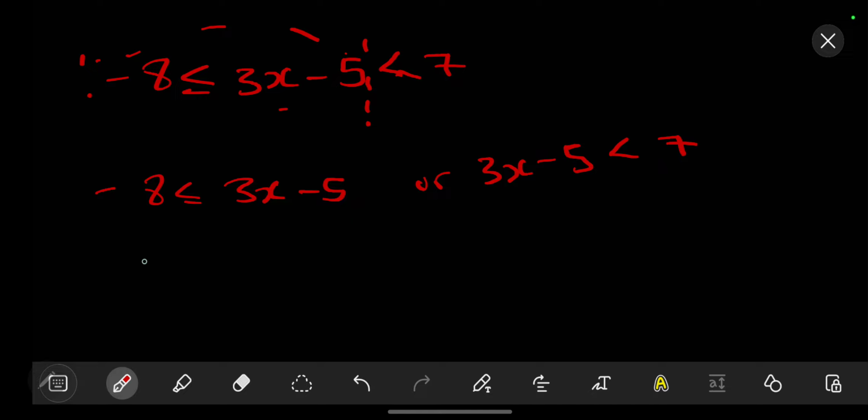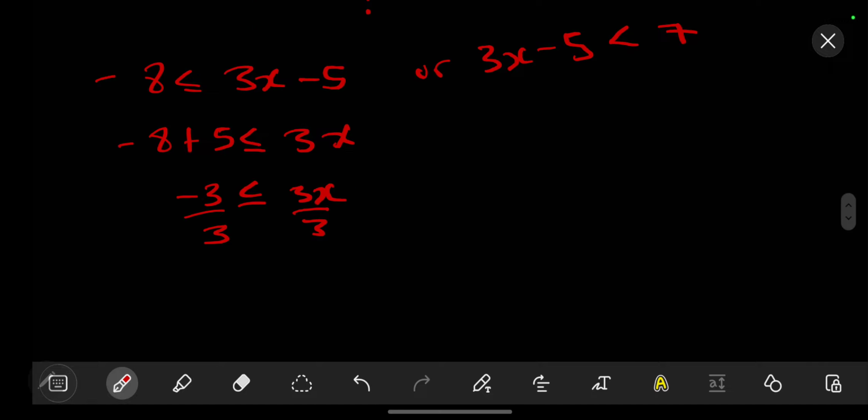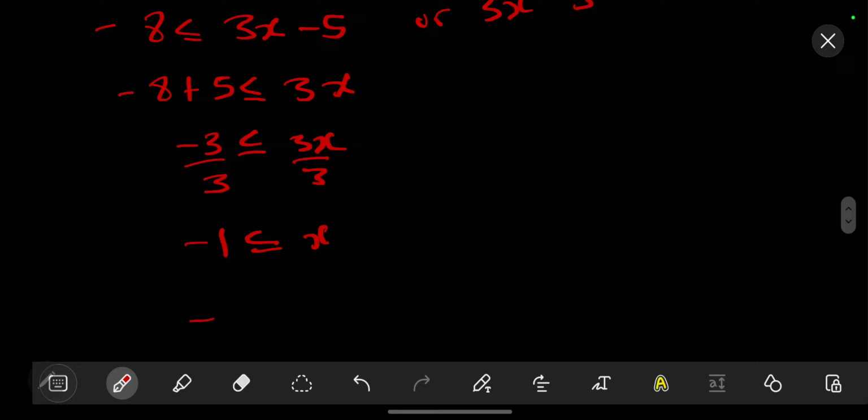So taking the 5 to this side, we have -8 plus 5, less than or equal to 3x. So -8 plus 5 gives us -3, less than or equal to 3x. Then we divide by 3. Pay attention that the sign is not changing. It's -1 is less than or equal to x, because you are dividing by a positive. You are not dividing by a negative.